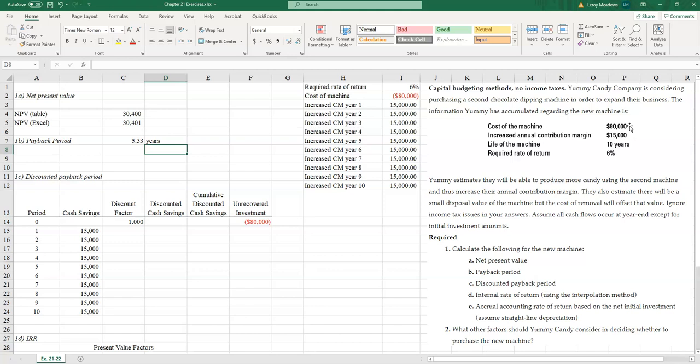And remember, one of the weaknesses of the payback period is the time value of money. It does not incorporate the time value of money. And the other major weakness is that it ignores cash flows past the payback period.